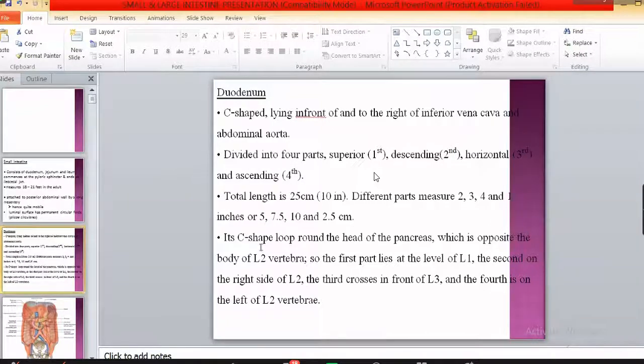So basically, you find that this first portion lies over lumbar vertebra 1, not 12. The second portion lies over lumbar vertebra 2, and then the third portion crosses lumbar vertebra 3. Sorry about what I said earlier on.